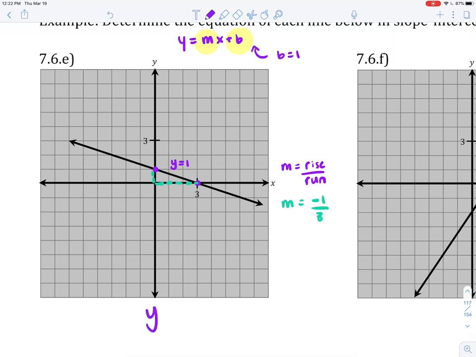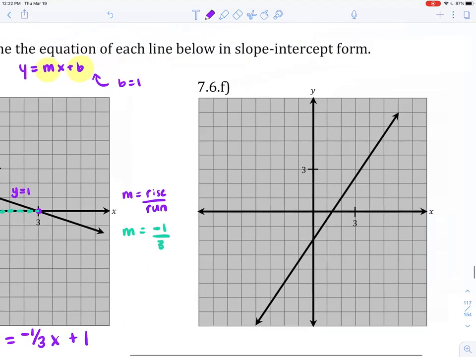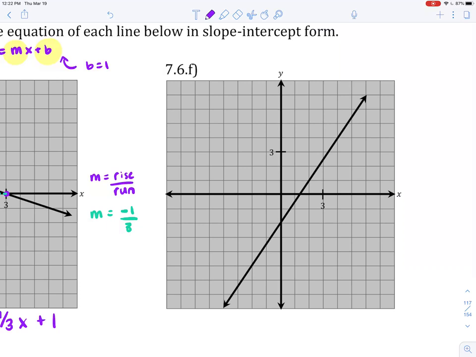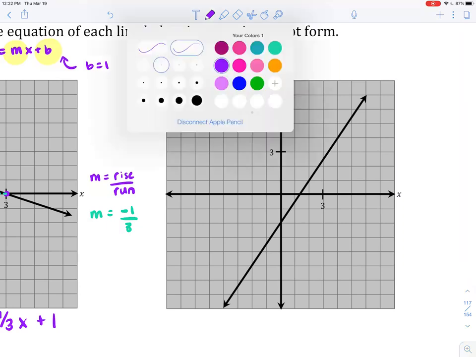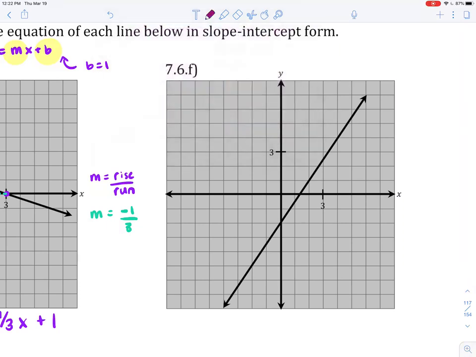So our final equation is actually just going to be putting those two values together. Instead of m, I'm going to put negative 1/3. Instead of b, I'm going to put 1. And I'm going to call it a day. So I've got y = -1/3x + 1. All right, last example.